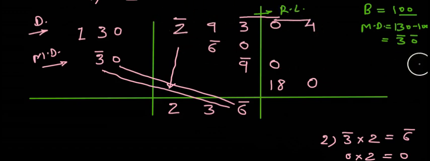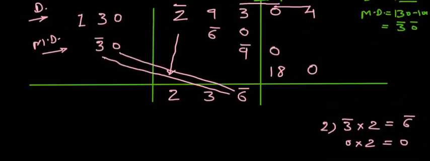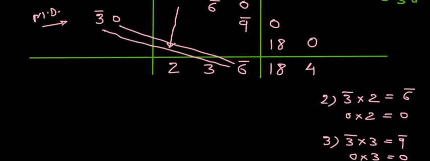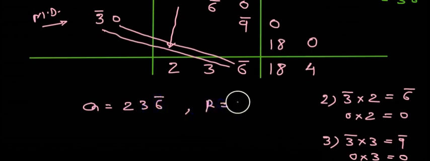Now we have covered all the digits in the given dividend. Now it is time to add the digits in these two columns, first column and second column. So 0 plus 18, 18. 4 plus 0, 4. So friends, we are ready with the answer. Quotient is 236 with units place digit 6 negative and remainder is 184. Right? 184. See friends, we wrote the remainder in parts, first part and second part.